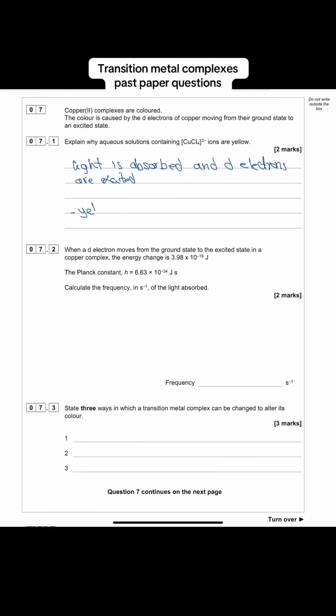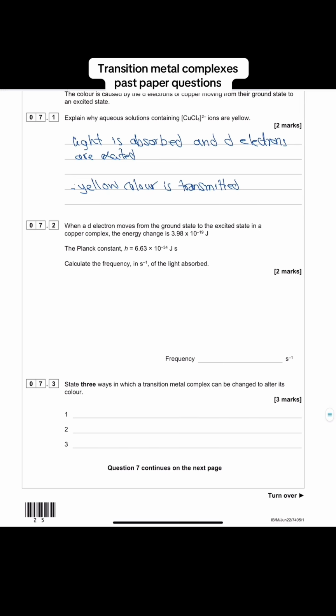So yellow color is transmitted. Remember that this is the complementary color of the wavelengths, or the color of the wavelength that was absorbed when the excitation took place. And then this is about the energy absorbed, how much energy is absorbed, or the energy change.